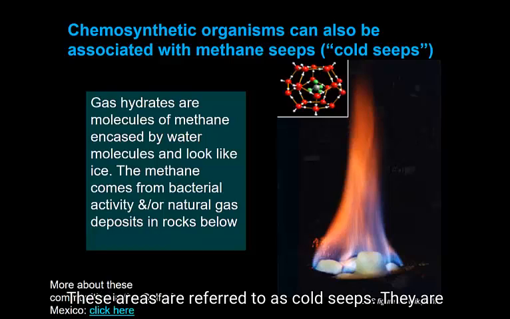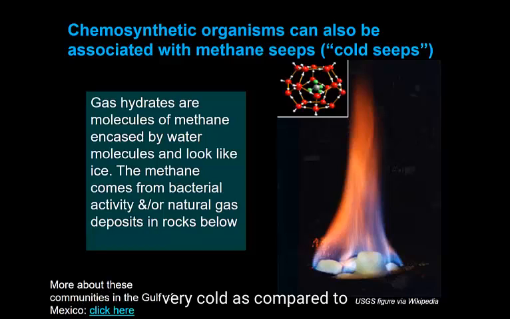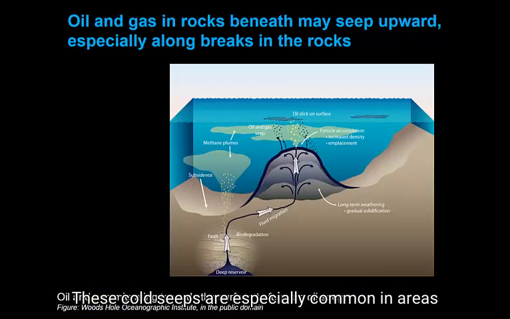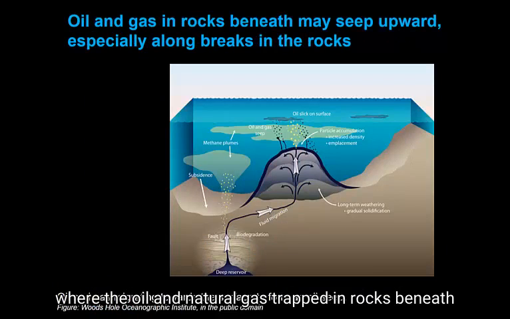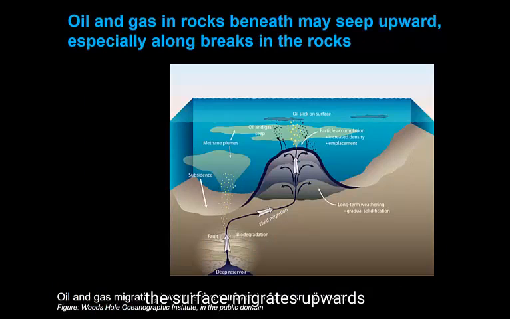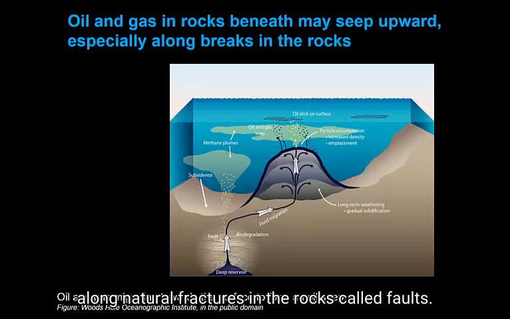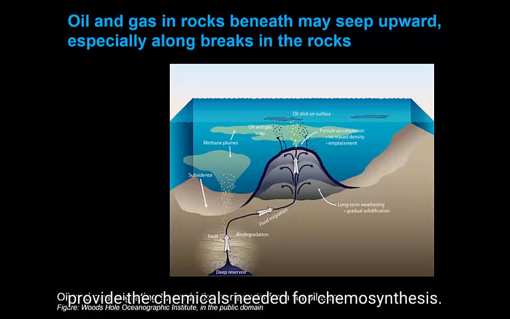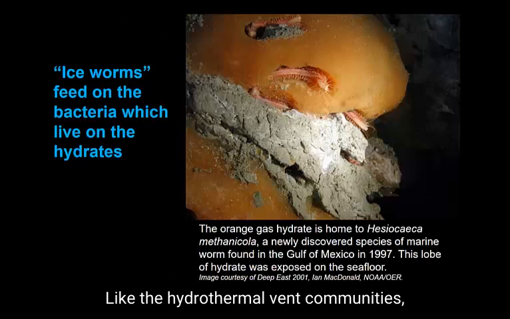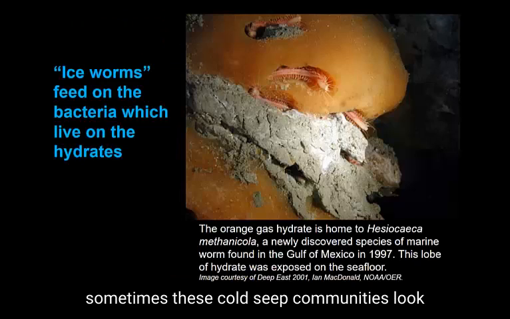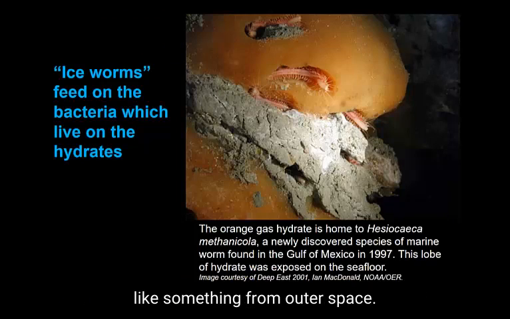These areas are referred to as cold seeps. They are very cold as compared to the midocean ridge hydrothermal vents. These cold seeps are especially common in areas where the oil and natural gas trapped in rocks beneath the surface migrates upwards along natural fractures in the rocks called faults. Where these faults intersect the seafloor, the constantly escaping gases provide the chemicals needed for chemosynthesis. Like the hydrothermal vent communities, sometimes these cold seep communities look like something from outer space.